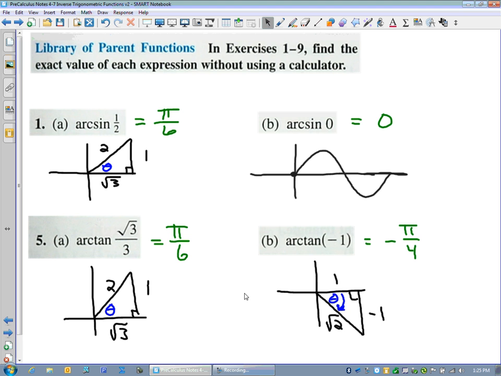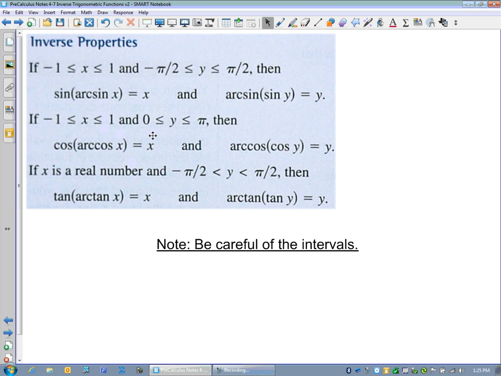Okay, now we're going to get into some properties. And the inverse properties are going to be good time savers, but they do have some things you have to be careful of. We can get some good cancellations. If you're taking the sine of an arcsine, they can cancel out, or if you're taking the arcsine of a sine, they can cancel out. But there are some restrictions.